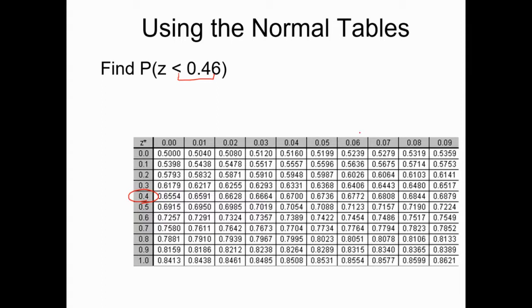0.06. I'm going to follow those until I meet. Now when I meet, let me know what value you get when you meet. So what value, what probability did we get when they intersect? That's right, 0.6772.